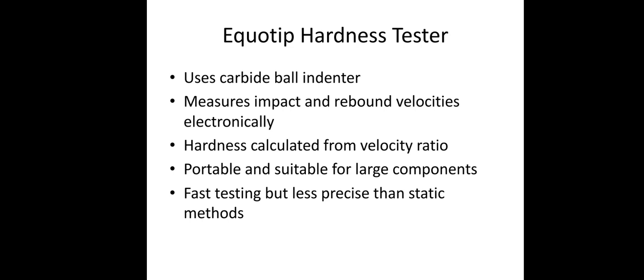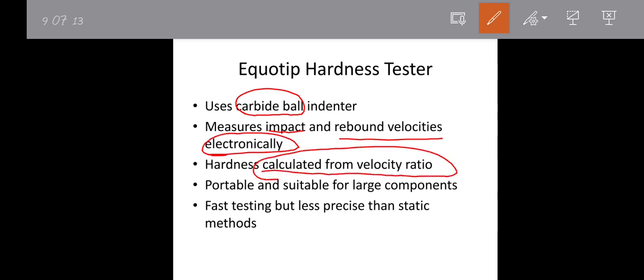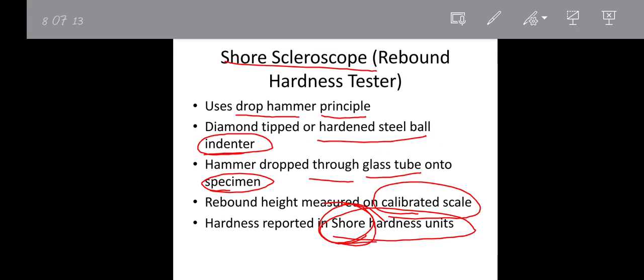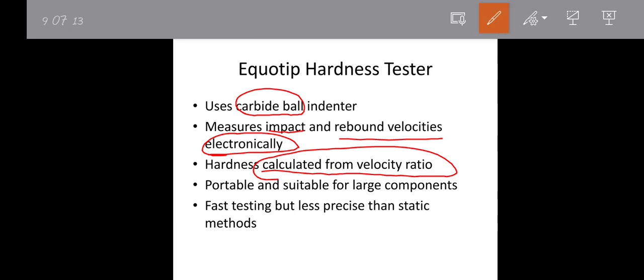Then we explain the Equotip hardness tester, known as the angle of rebound method in the dynamic elastic hardness test. In this method, we use a carbide ball indenter and measure the impact and rebound velocities electronically. The hardness is calculated from the velocity ratio. On a Shore scleroscope, hardness is reported in Shore hardness units, whereas in the Equotip test, hardness is calculated from the velocity ratio.